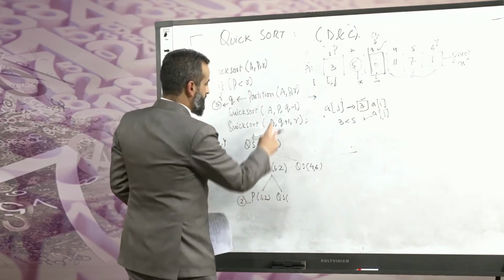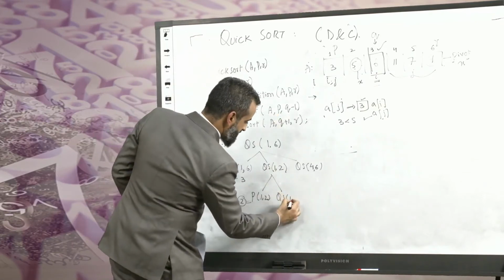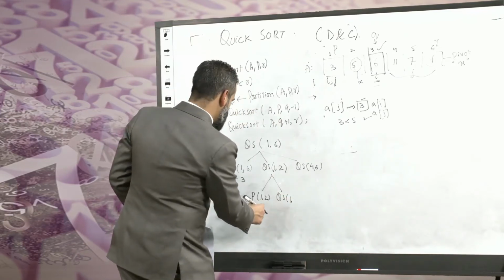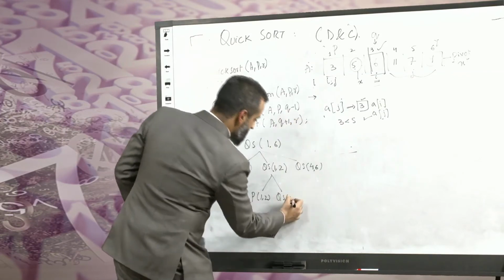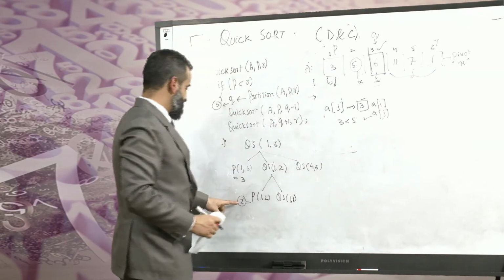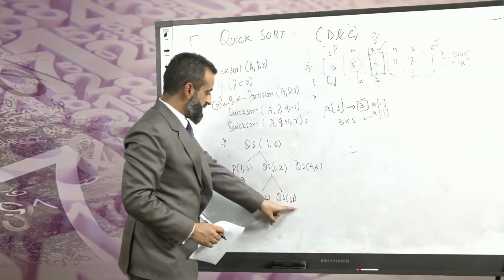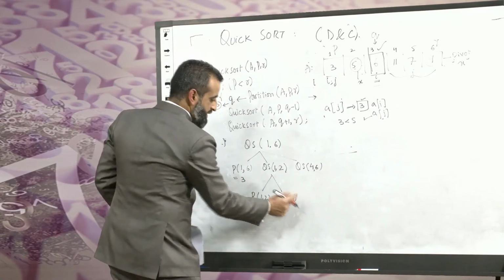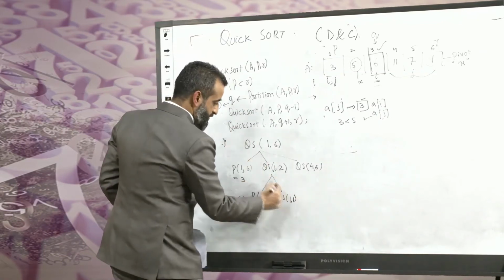So my call will be here P, which is pointing towards my 1, and Q minus 1. Q minus 1 basically, since it has returned a value of 2, minus 1 is one single element. So it's a one single element, quicksort of 1 and 1. It's one element that both the pointers are pointing towards.